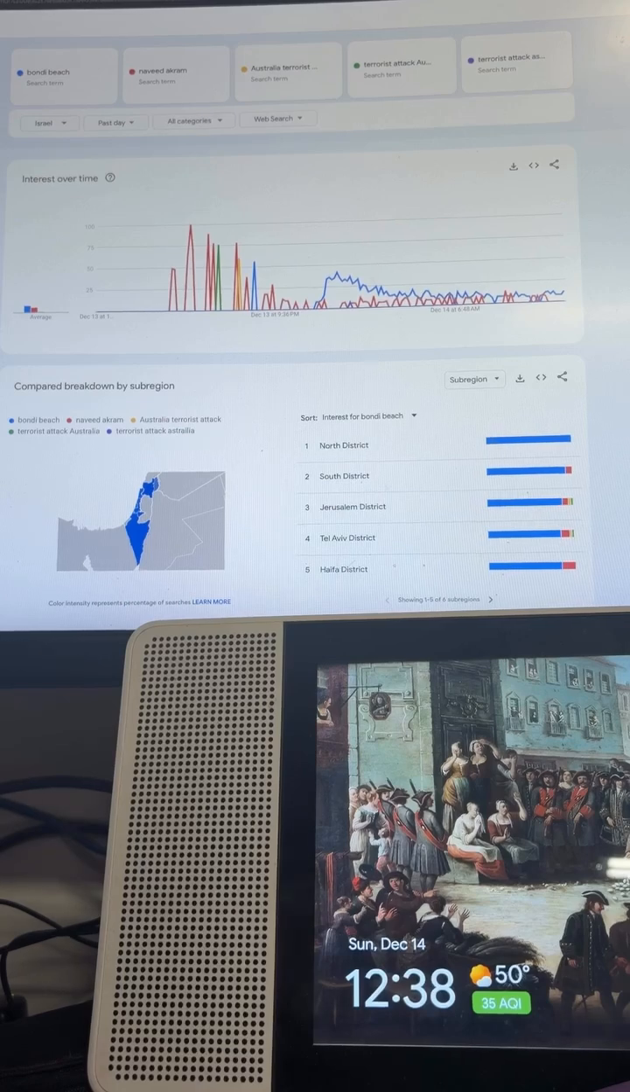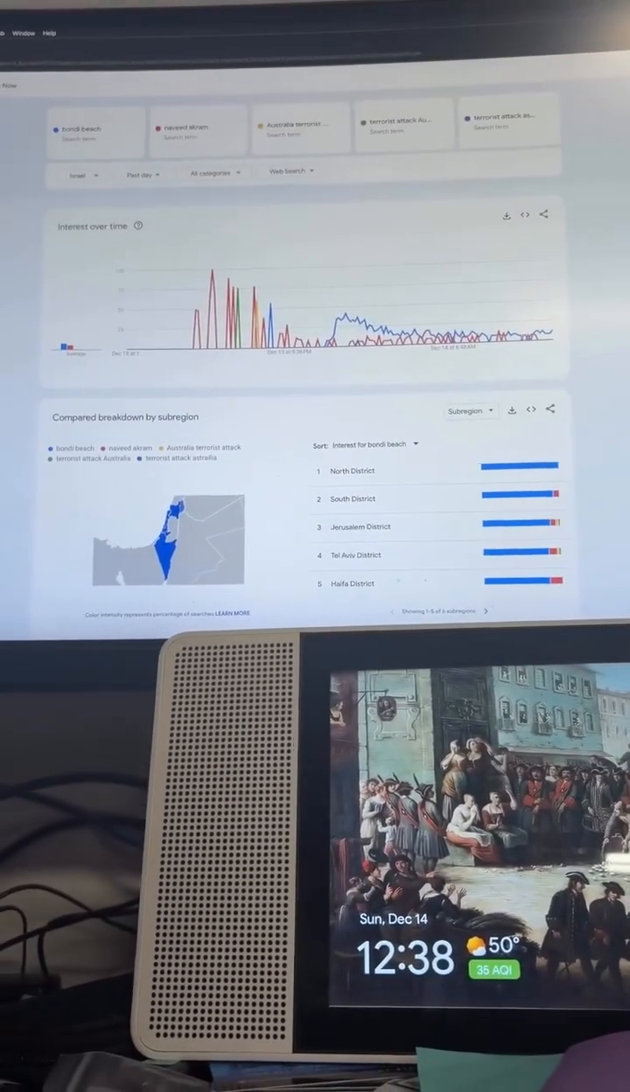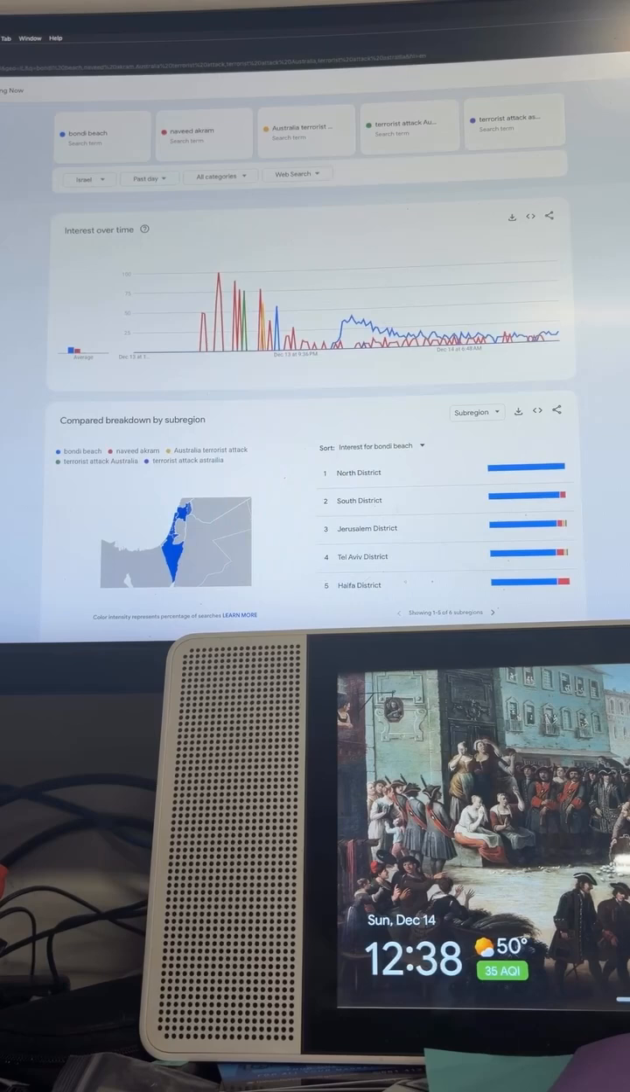So this is called Google Trends, real quick. It's designed so you can look up things that people are searching in your area. So I just typed in Bondi Beach, Naveed Akram, which is one of the attackers in Australia, that's his name. Australia terrorist attack, and terrorist attack Australia spelt incorrectly because people can't spell.